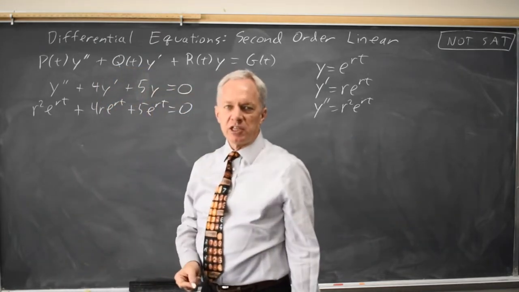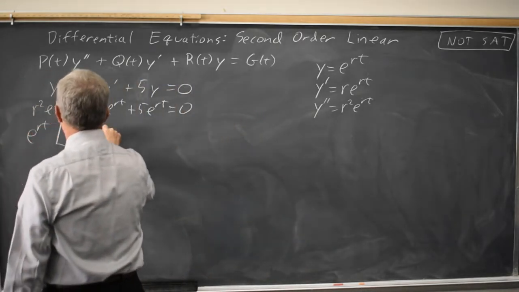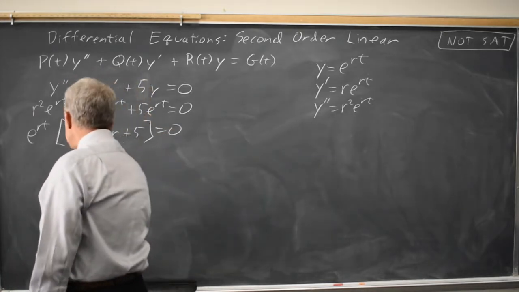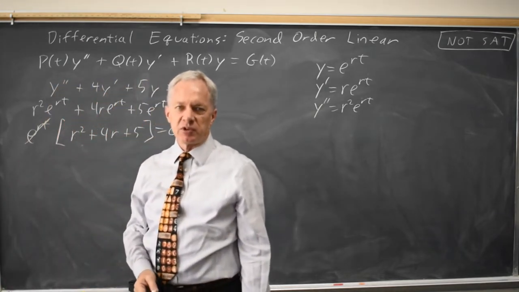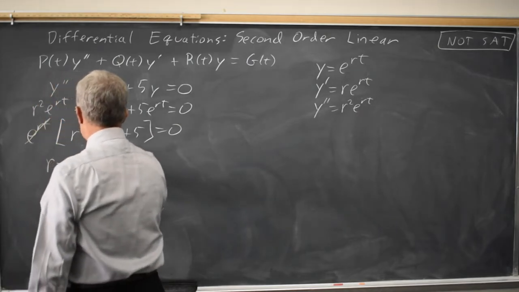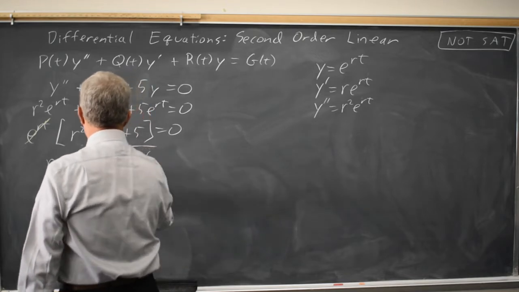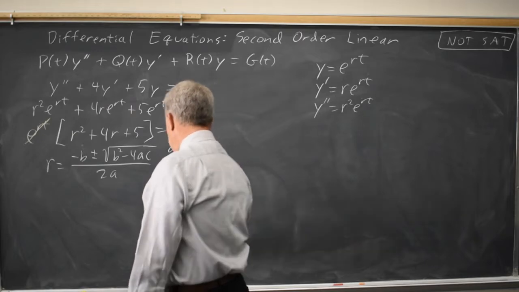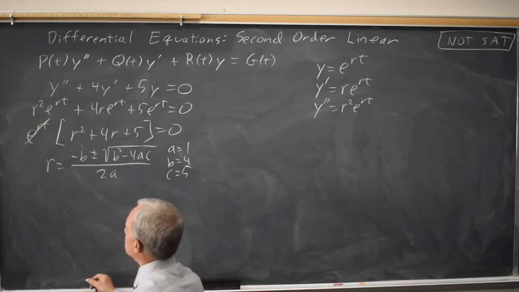Factoring out the common factor of e to the rt, e to the rt times the quadratic r squared plus 4r plus 5 equals 0. Since the exponential is never 0, we know the quadratic is 0, and we can solve for the zeros of a quadratic, in this case with the quadratic formula. r equals negative b plus or minus root b squared minus 4ac all over 2a, where a equals 1, b equals 4, c equals 5. And I'll always write down my quadratic formula when I'm doing differential equations to avoid careless errors.